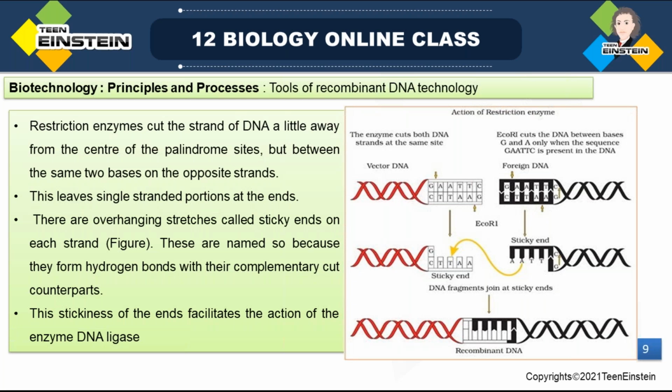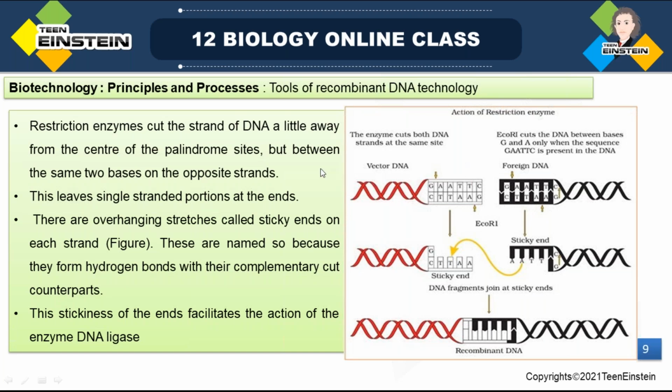On double-stranded DNA, on both strands, between the same two bases, like palindromic sequences that will identify. So on both strands, it will make a cut between the same two bases. There won't be any changes. On the same two bases, it will make the cut. This enzyme will make the cut on the same two bases. So that makes a single-stranded portion at the end.